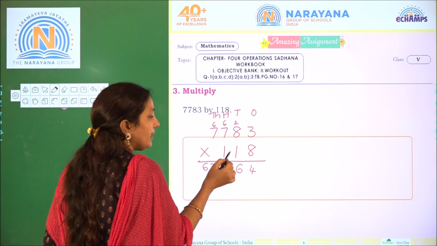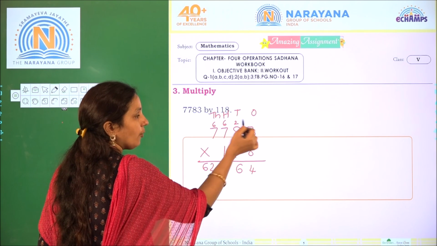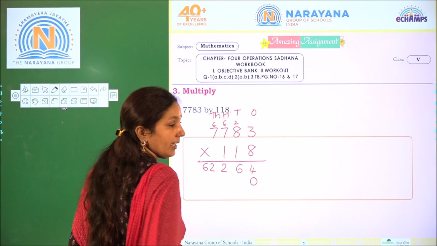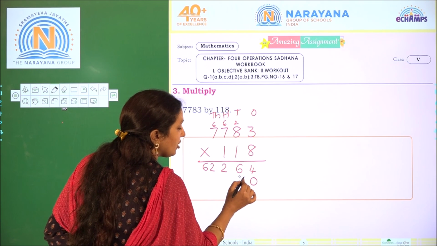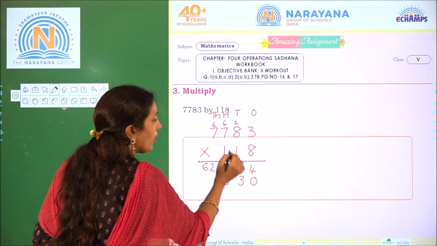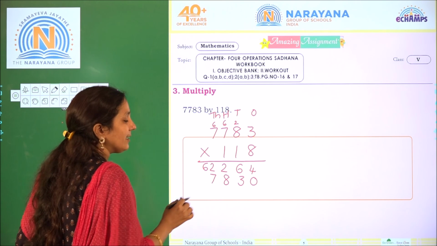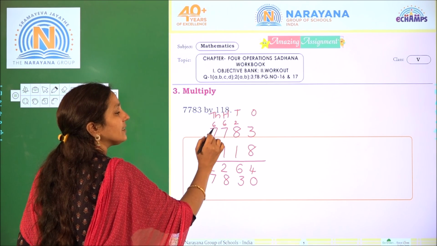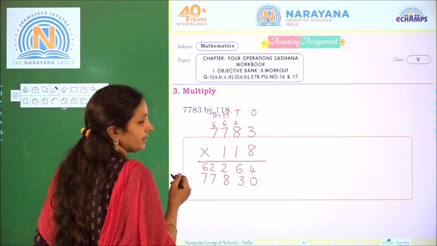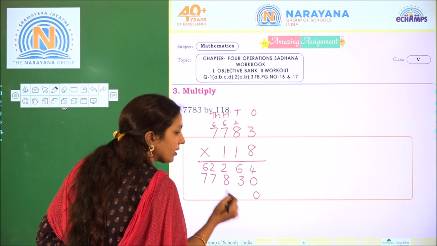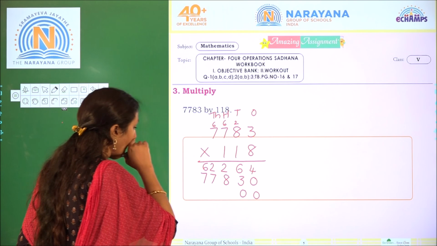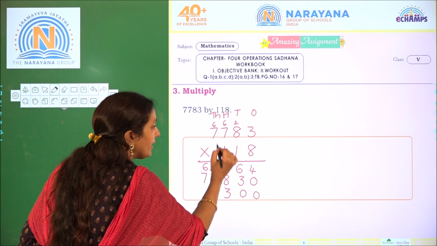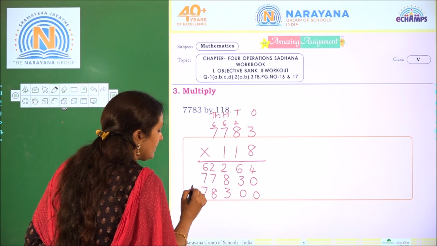Now we are multiplying tens place value number 1. 1 into this number. So we have to keep 0 or cross it in ones place. Now 1 into 3 is 3. 1 into 8 is 8. 1 into 7 is 7. 1 into 7 is 7. Now we are multiplying hundreds place number 1. 1 into given number 7,783. So into 100. So we have to keep the 0 or cross the ones place and tens place. 1 into 3 is 3. 1 into 8 is 8. 1 into 7 is 7. 1 into 7 is 7.